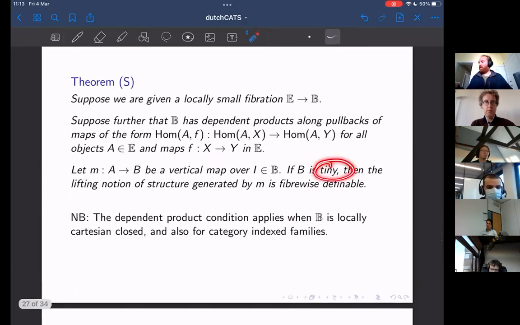So the tininess is used to prove definability. And it turns out that you can do this one fiber at a time. Right, but I was trying to understand fiberwise definability, and this theorem sounds like tininess gives a sufficient condition for something being fiberwise definable, but I'm still unsure why you would be interested in fiberwise definability.